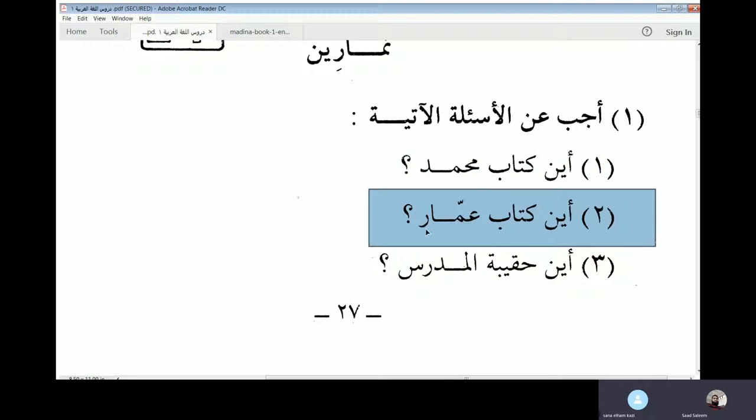Aina kitabu Ammarin. Where is Ammar's book? Huwa ilal madrasati. Answer is wrong. So where is Ammar's book? We can use the same answer, I think. Huwa alal maktabi, it is on the desk. Okay, Miss Anna.